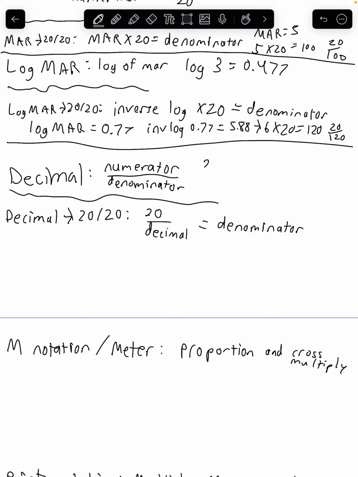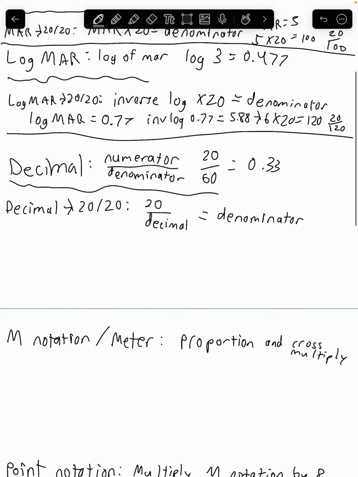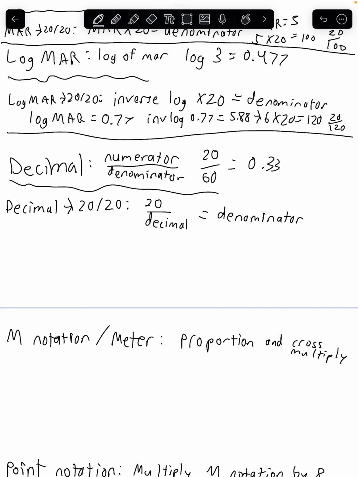For decimal notation, you just take the numerator and divide by the denominator. So if I take 20 divided by 60, that equals 0.33. If they give you the decimal notation and they want you to go from that to 20/20, you take 20 and divide it by the decimal. So if I said you had 0.5 in decimal notation, you do 20 divided by 0.5, and that equals 40. So this would be 20/40.